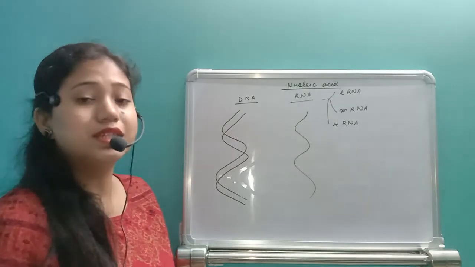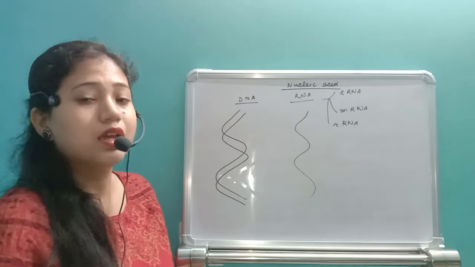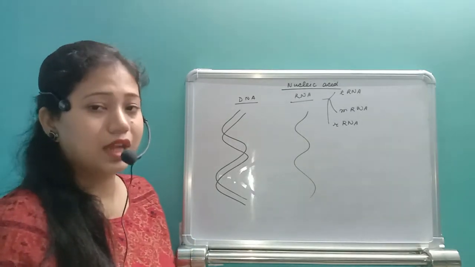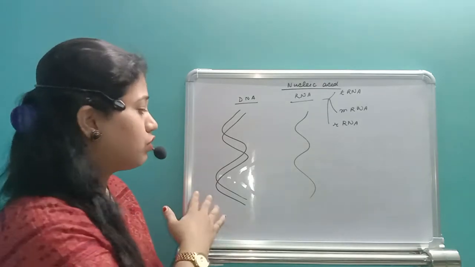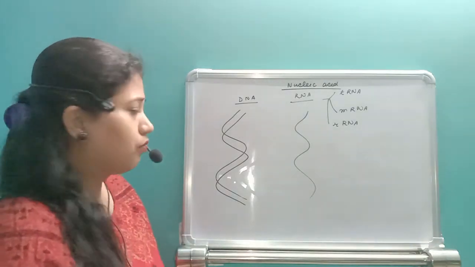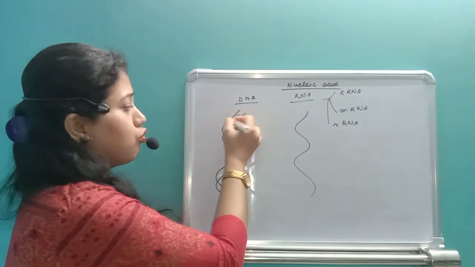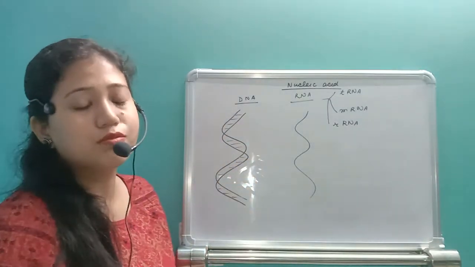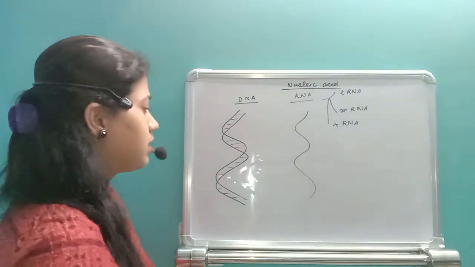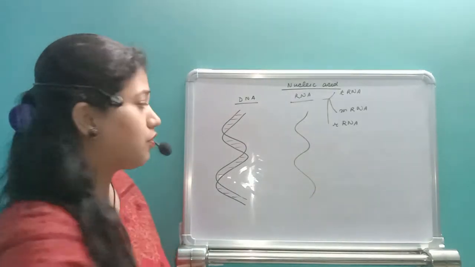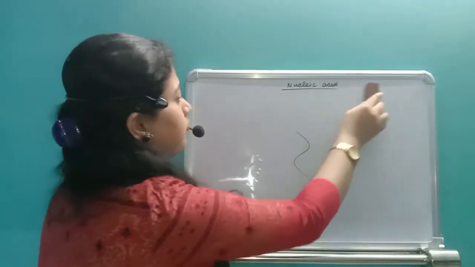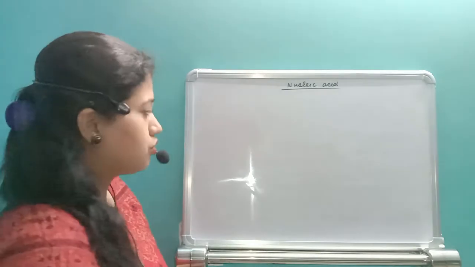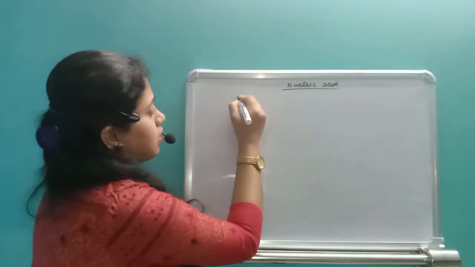Now after that, we will see how these monomers, that is nitrogenous bases, ribose sugar and the phosphoric acid, are attached to each other to give this structure. First of all, we will see how these monomers are attached to each other. So first of all, what is the monomer present? The first monomer is the ribose sugar. Okay, so first of all, what is this ribose sugar?